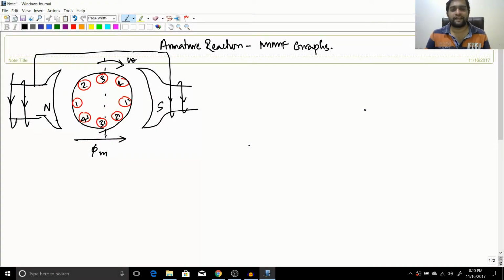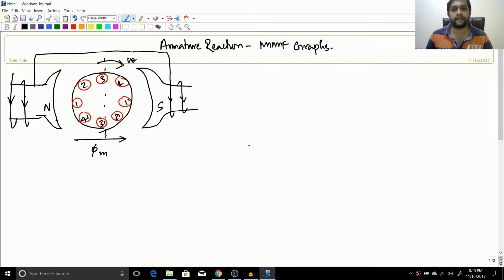Hello friends, in the previous session we had concluded our discussion about the EMF across the armature and the torque generated in the armature, which is also called the induced torque. We had finished the derivation, and in this particular session I had told you we are going to start with the explanation about armature reaction with respect to MMF graphs.